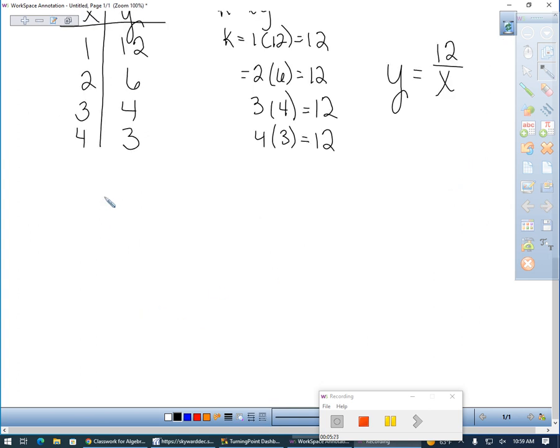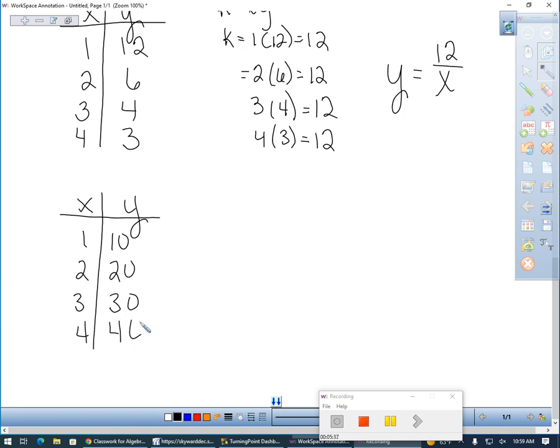How about this one? Let me give you this table. In this table, here's my x and my y. Say I have 1, 10, 2, 20, 3, 30, 4, 40. All right, so again, let's see if it's an inverse. Remember, k equals x times y. So this would be 1 times 10 equals 10. 2 times 20 equals 40. You can already see that our k does not match, so this cannot be an inverse.